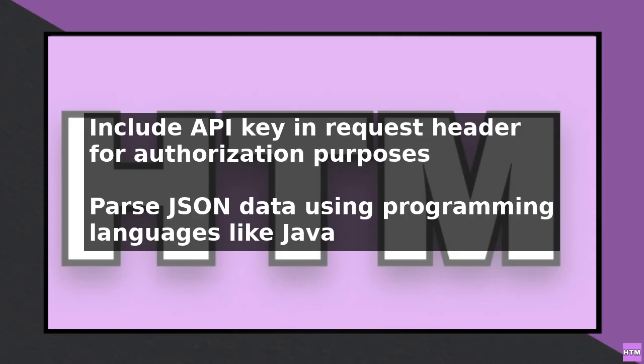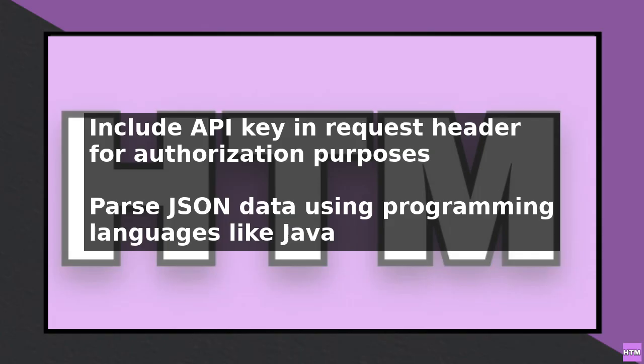You can parse the JSON data using a programming language such as Java or Python. Best practices for using the Booking.com API include handling errors and exceptions properly, caching data to reduce the number of requests, and using secure protocols such as HTTPS to encrypt your requests.